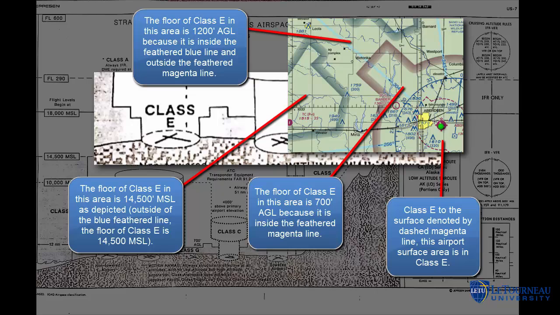The depiction you see there from our Sky Vector sample shows also the blue feathered area that is denoting Class E to 1200 AGL, and we also have an area where Class E only goes to 14,500 MSL. So we see all 4 possibilities there for Class Echo airspace. The Class Echo to the surface with the magenta dashed line over that airport, the Class Echo down to 700 AGL with the feathered magenta, and the Class Echo to 1200 AGL with the feathered blue, and then outside of that feathered blue area, Class E drops down to 14,500 feet MSL.